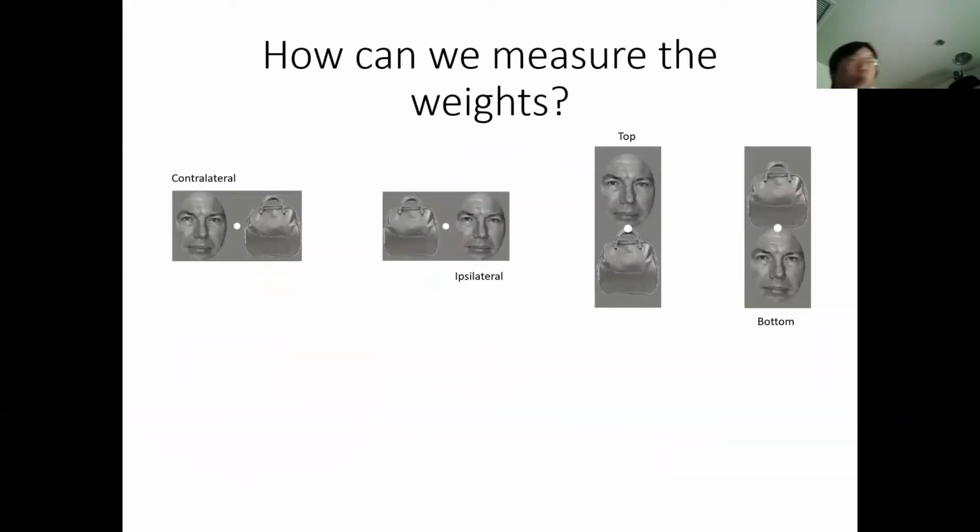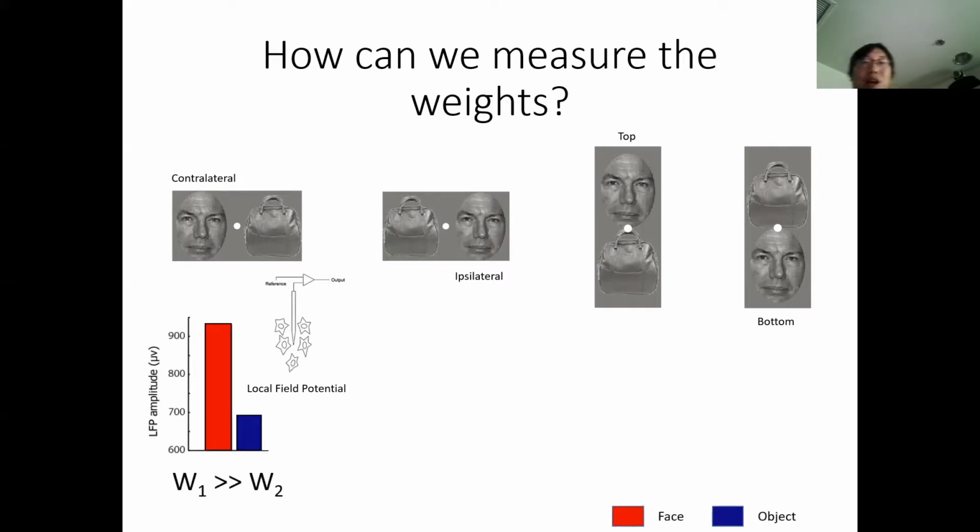How can we measure this weight? Since the local field potential is generated by the sum of electrical current flowing from nearby neurons, it should be a good indicator for the weight. Here is the LFP amplitude when face and object are presented alone, and we do see that W1 is much larger than W2. That's why you can see the winner-take-all behavior.